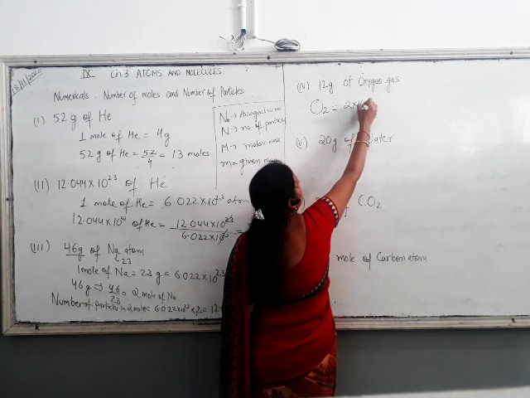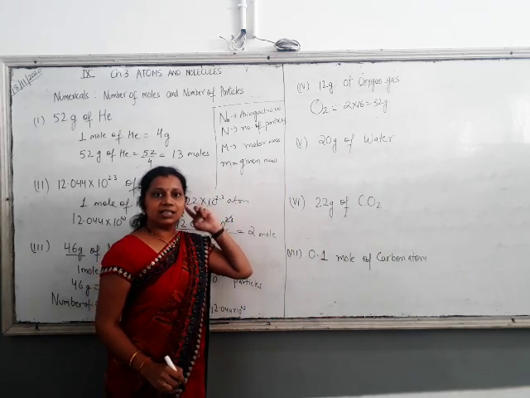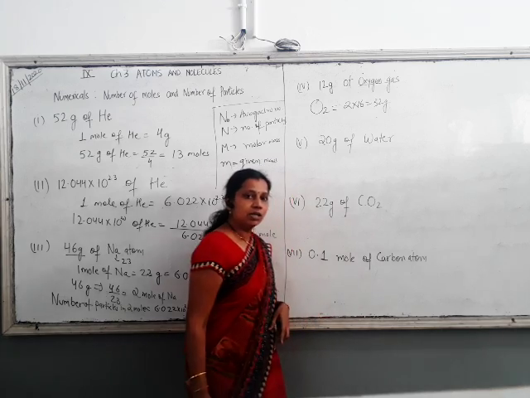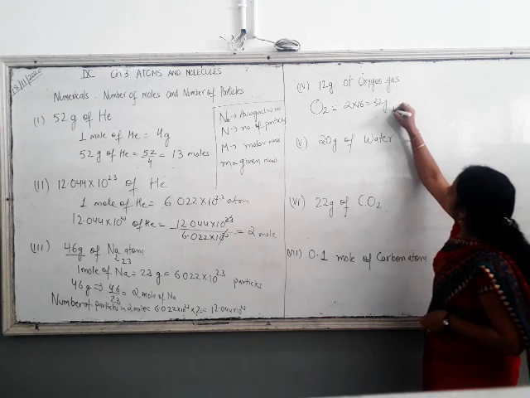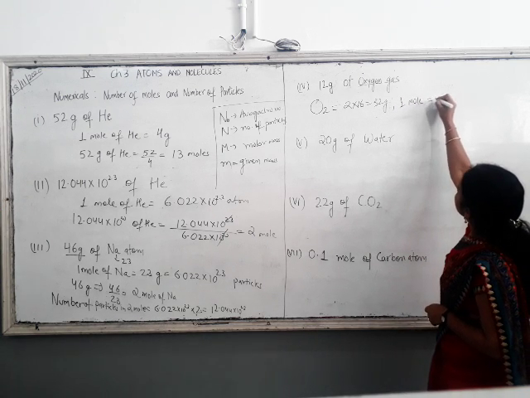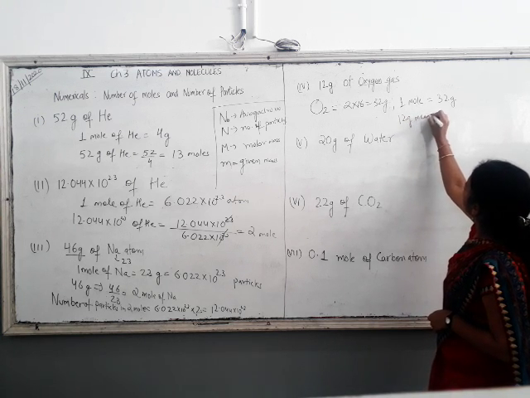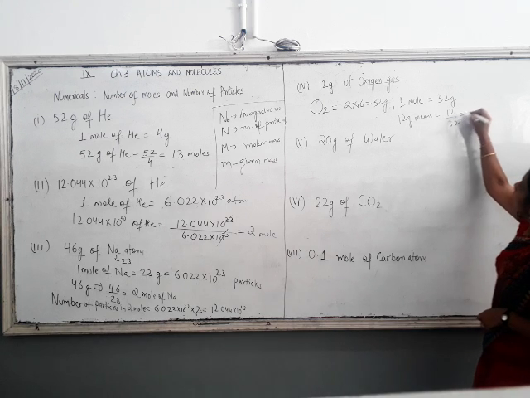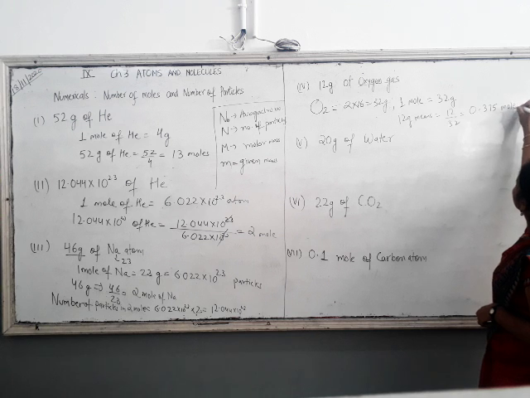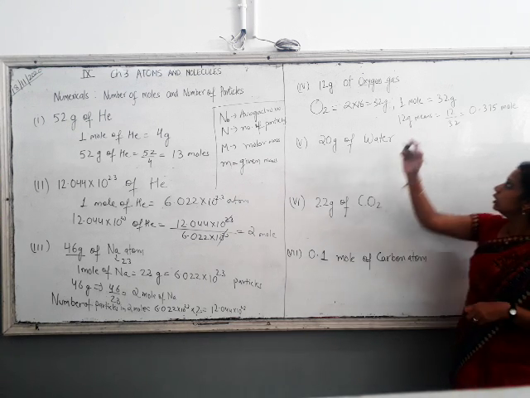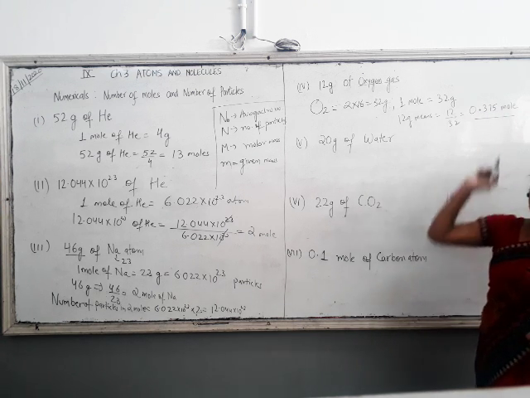So 2 into 16, that is 32 gram. Now, 1 mole of oxygen gas is equal to 32 gram. So 12 gram means how many moles? So what I will write here is 1 mole means 32 gram. So 12 gram means 12 divided by 32. So that will give you something around 0.375 mole. So 12 gram of oxygen gas means you have 0.375 mole of oxygen gas.